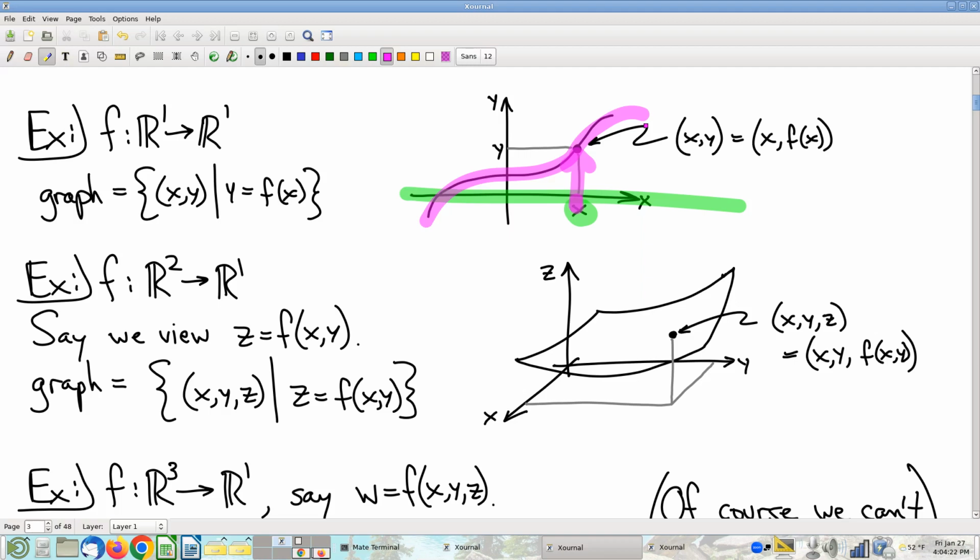Now, why is it a curve? You could argue that I started with a one-dimensional domain, and every point in this one-dimensional domain is going to get pushed up, some by different amounts, depending on the function. Well, you expect it would give you a one-dimensional curve. So with a one-dimensional domain, the graph you would expect to be a curve.